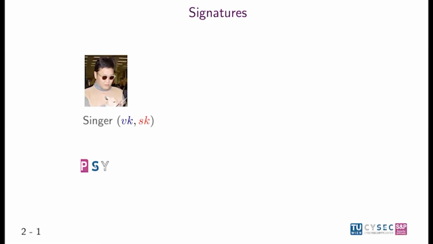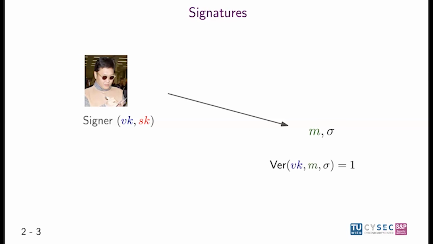What's a signature scheme? So we have a signer called Sai, who has a verification key and a signing key. And he can use the signing key to produce signatures on any message, which can then be verified using his verification key. What's a blind signature scheme?